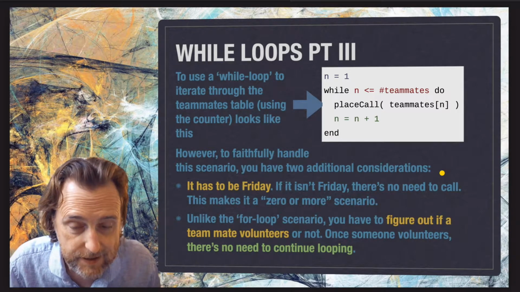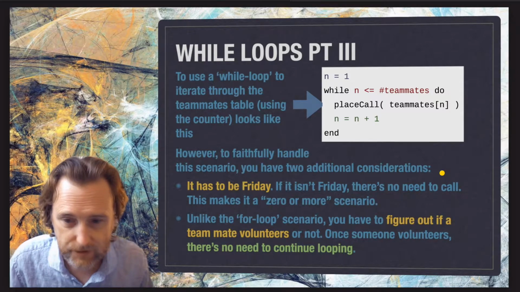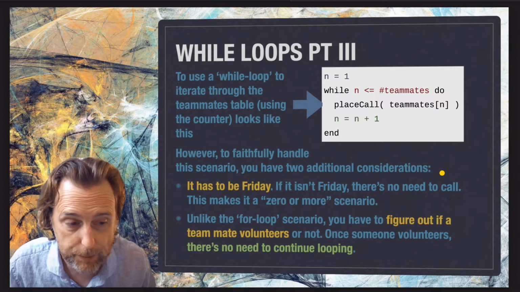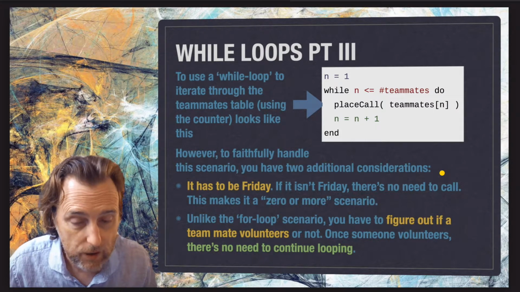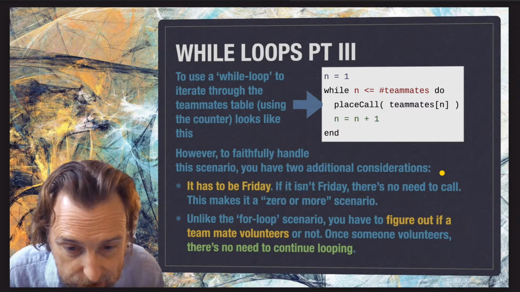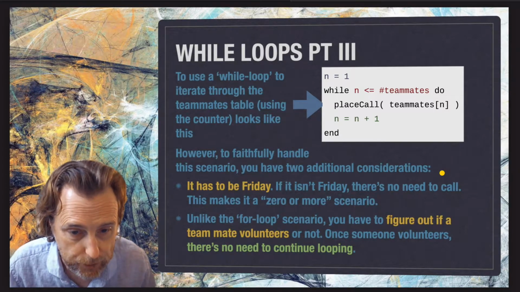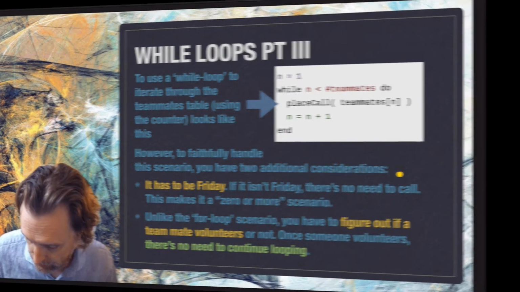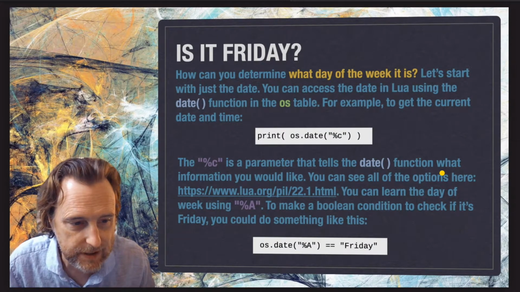Your goal is to get someone to volunteer for pizza. So once somebody volunteers, you're done. You don't keep calling people and asking them to bring pizza because Ron or whoever volunteered. As soon as somebody volunteers, you're done. You don't need to continue the loop. So how do we build that into our code to make this a little bit more realistic?